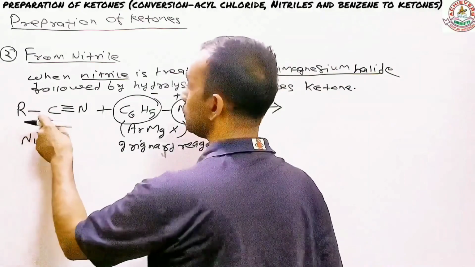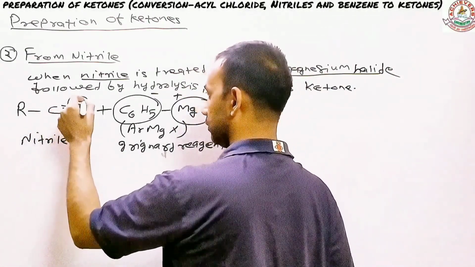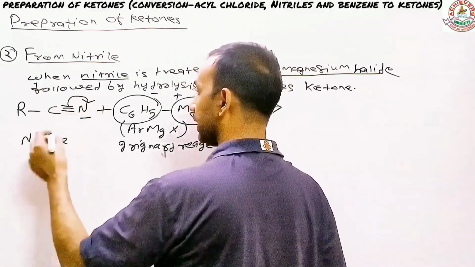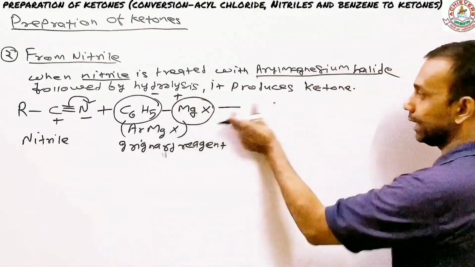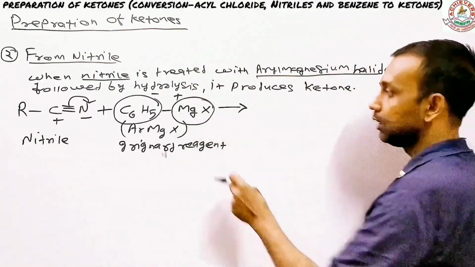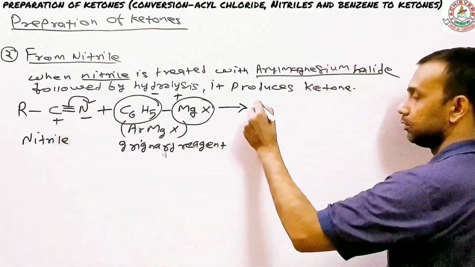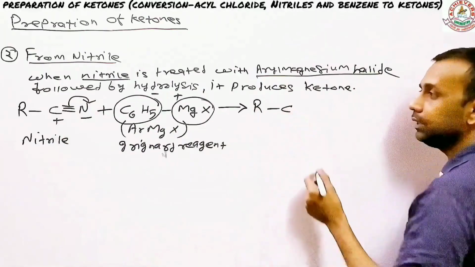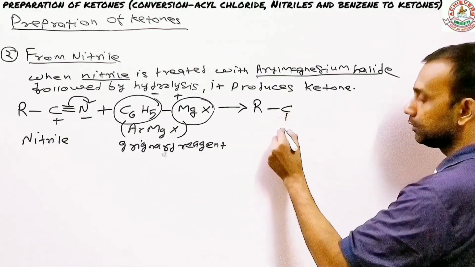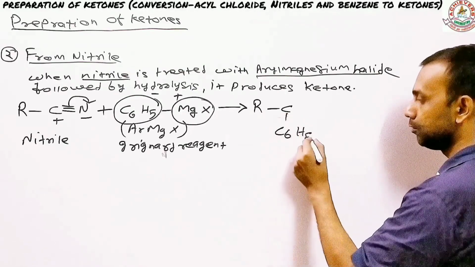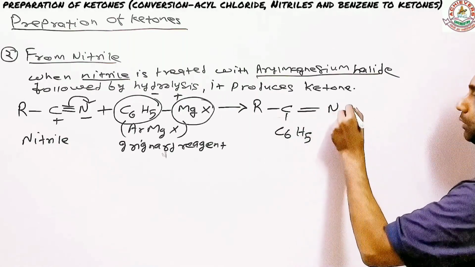The question is, which bond are you going to break? So the bond right here is an important bond. In this case, N will be negative and this C will be positive here. Now let's go with the interaction part. What will happen? I will place MgX with the nitrogen and phenyl with the carbon. So R, C, and let's place the C with the benzene group there, C6H5, and then you have a double bond with nitrogen, and it's coming out to be with MgX.